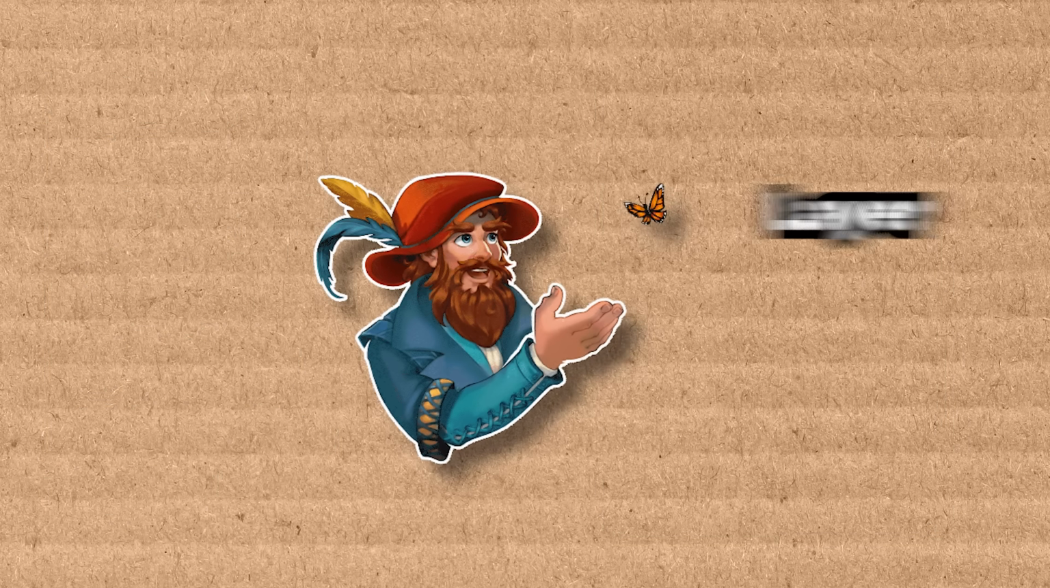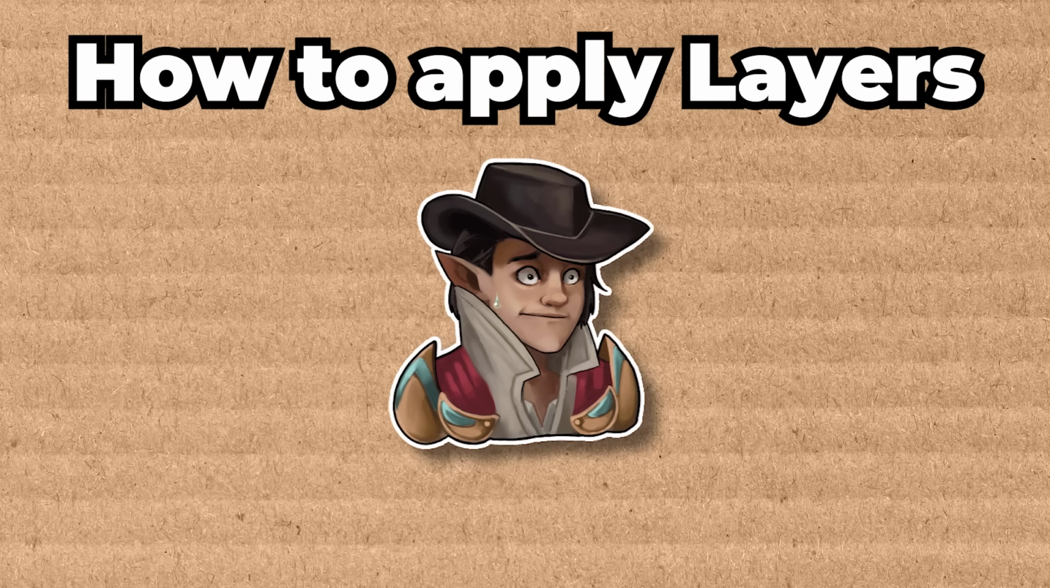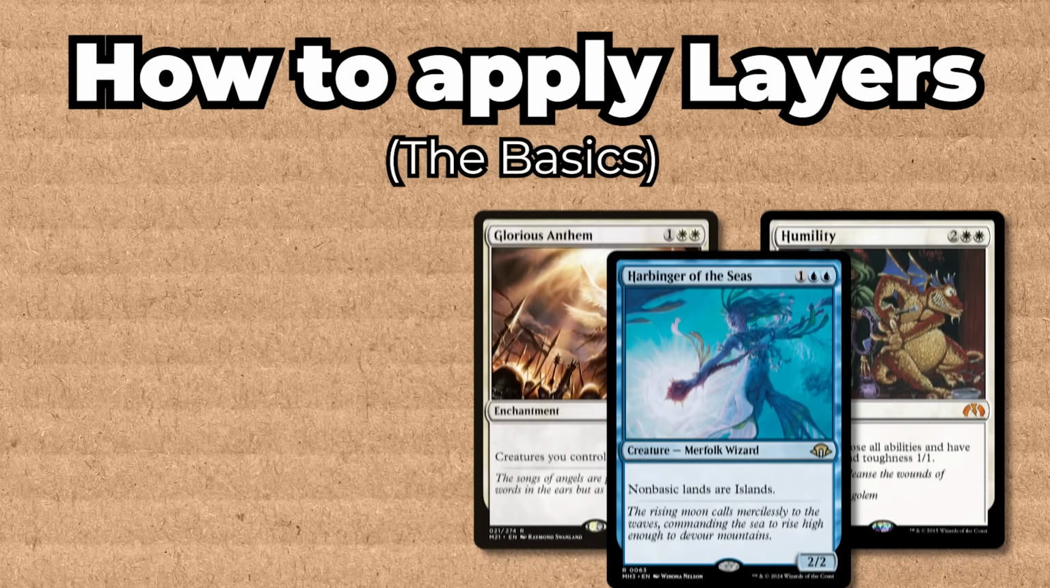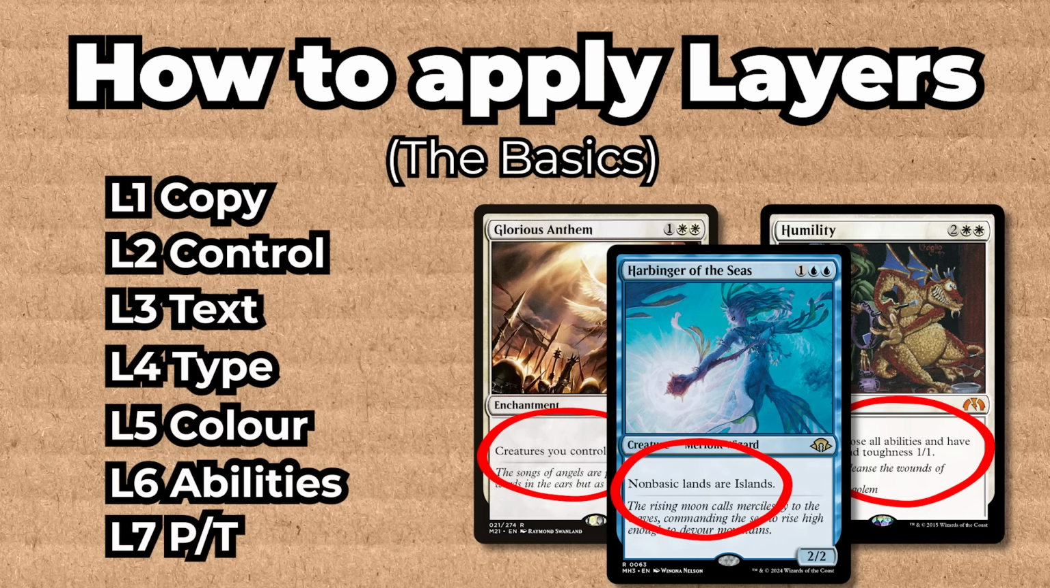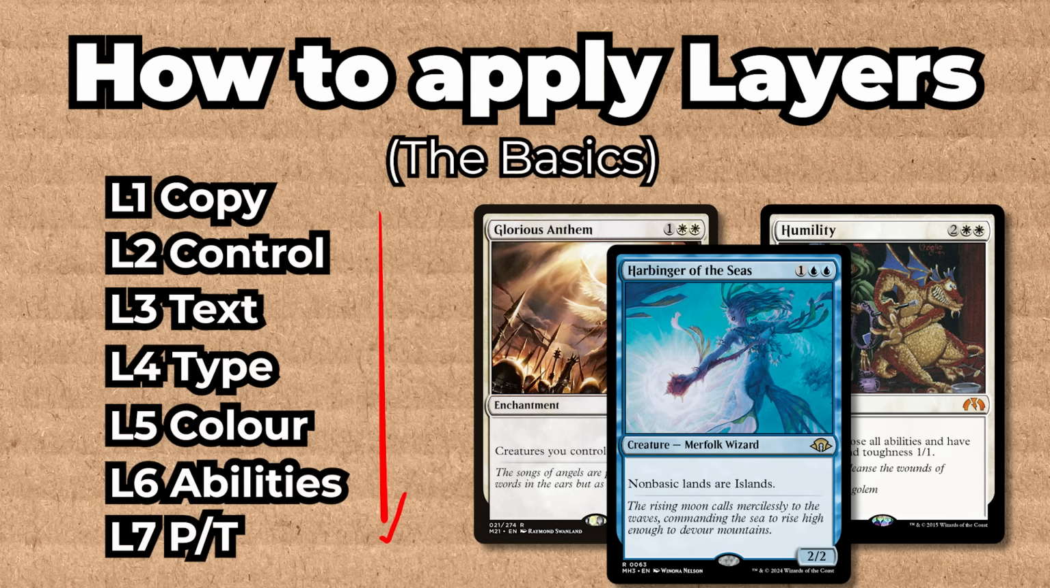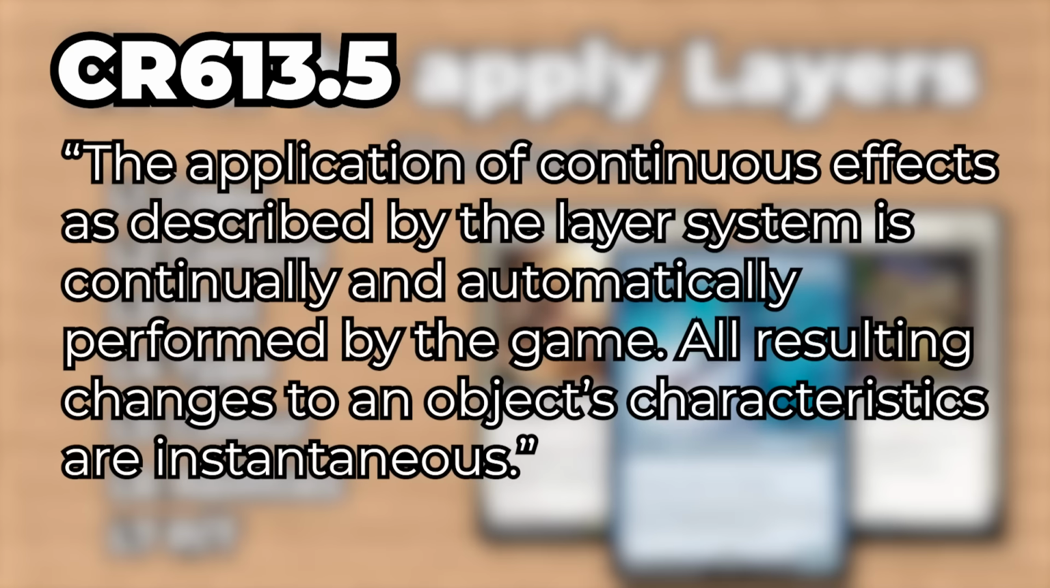Now we know what the layers are, it's time to learn how to apply them. To put it simply, you take a board state, find all the continuous effects that are currently being applied to it via spells or abilities controlled by all players, and then you apply them to the board state in the order of the layers list from top to bottom. And as per rule 613.5, the layers are constantly checked and applied instantly.